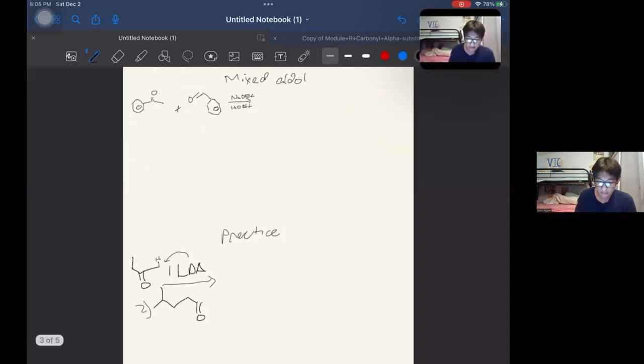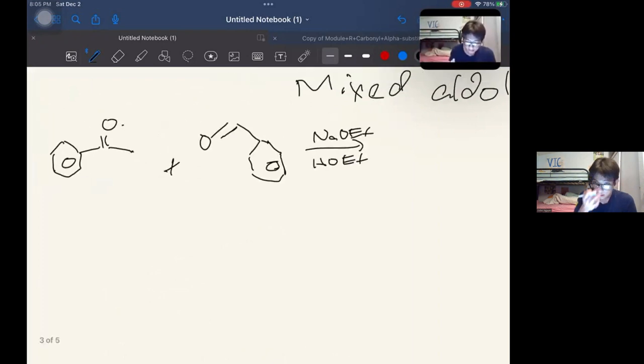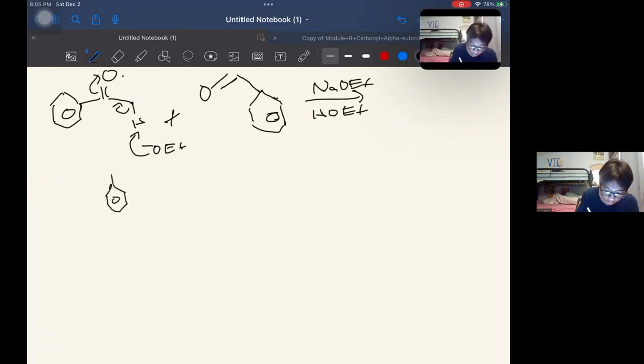Next, let's move on to mixed aldol reactions. When there are two carbonyls, one is turned into an enolate, and the other is reacted with as a ketone or an aldehyde. You can tell which one is which here because there's an alpha hydrogen here, and there's no alpha hydrogen here because it's a benzene. So the OEt minus reacts with the hydrogen, the double bond goes onto the oxygen, and it looks like this.